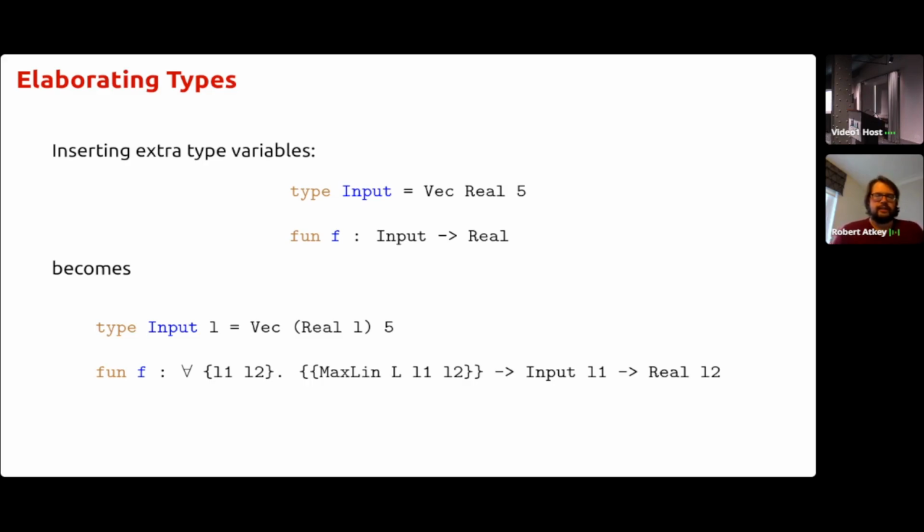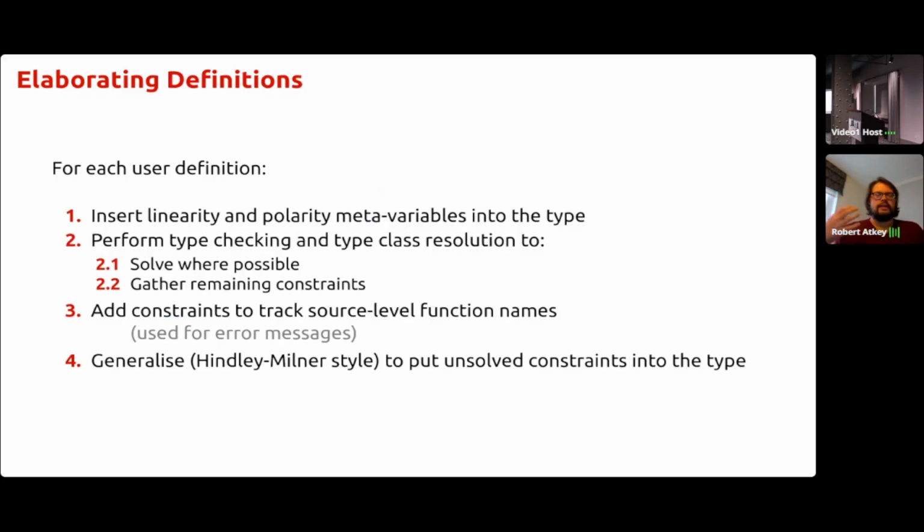And so that's going to give us this constraint that L1 must, even if L1 was constant, then the output is going to be a linear dependency on those things. That allows us to elaborate types and uninterpreted functions, but also we want to elaborate definitions. And the process here is quite involved. It's basically the main part of the paper.